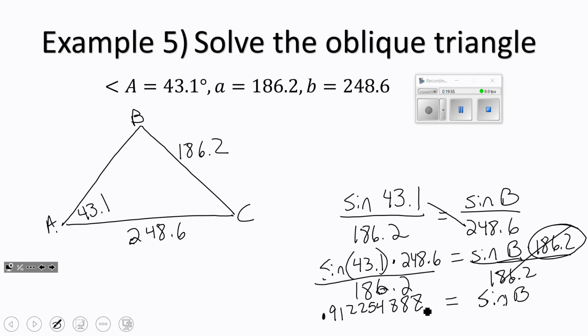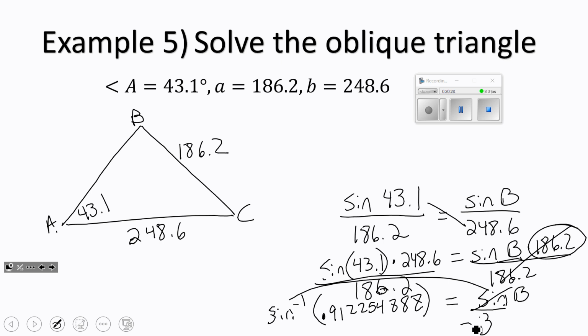Okay, so my question is, I want to solve for B. How do I get rid of sine? The sine to the negative one. The inverse sine of this number, and then when I apply that to this, they will cancel, and you will get B. So if you put in the inverse sine of 0.912254888, you get what?